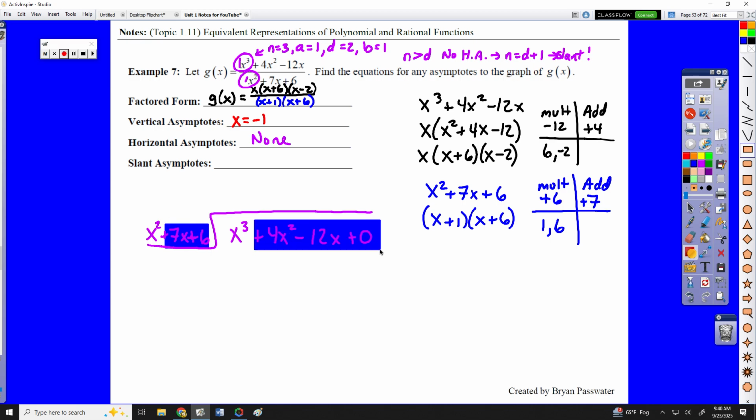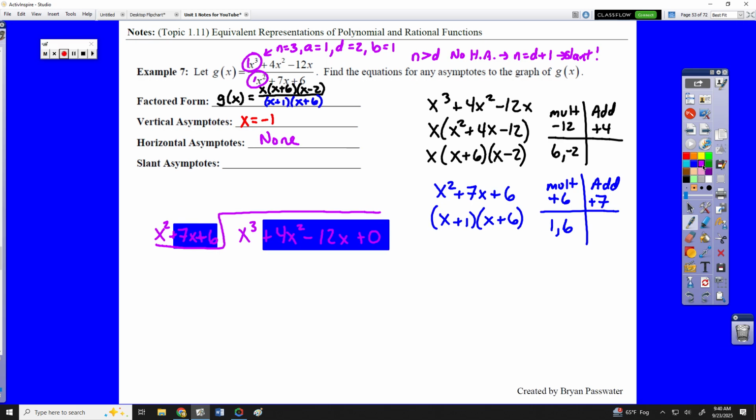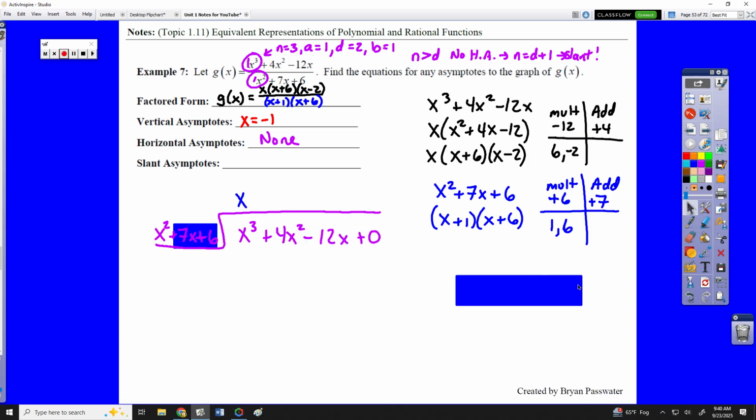So again, we're going to only look at those first terms. We're going to ask ourselves, what do I need to do to x squared to turn it into x cubed? And the answer is we need to multiply by an x. We're going to move those covers out of the way, and we're going to multiply x times the trinomial. So x times x squared plus 7x plus 6, we're going to write that underneath. Now you'll notice I also added a 0. Every term has to be there for long division to work, so we do need that 0.